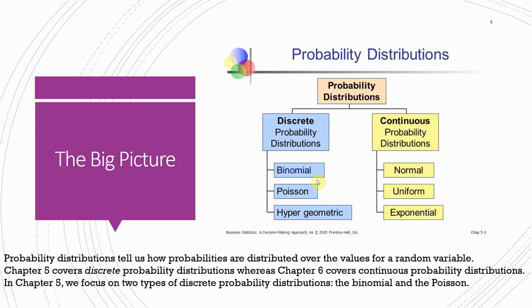So in chapter 5 we're going to focus on discrete probability distributions. Specifically we're going to focus on the binomial and the Poisson. And then in chapter 6 we focus on continuous probability distributions. A lot of the terminology is a little bit confusing, but once we see the pictures and use it, I think it makes more sense. So let's talk a little bit about terminology, and then we'll talk about an example.